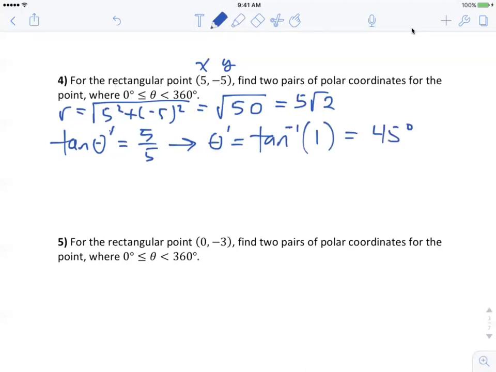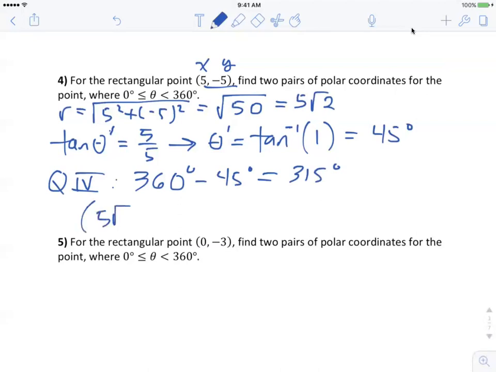Now, which quadrant am I in for this point? Well, x positive, y negative, that would put you in quadrant 4. So in quadrant 4, to get my angle, I would do 360 minus 45. And that's 315. That's a quadrant 4 angle. So my final point is 5 √2 r comma theta.